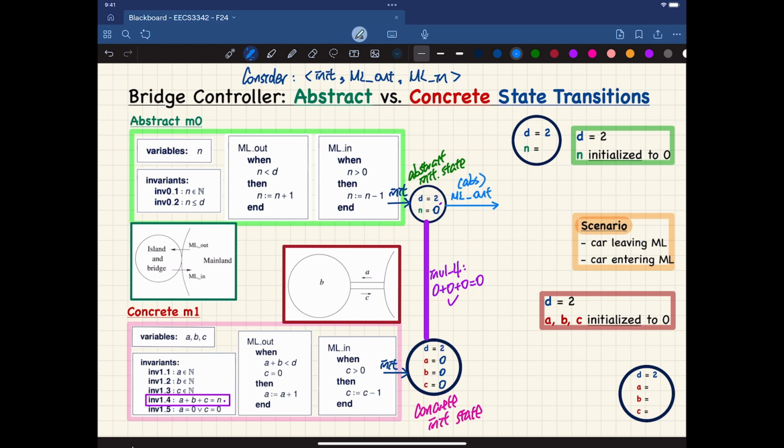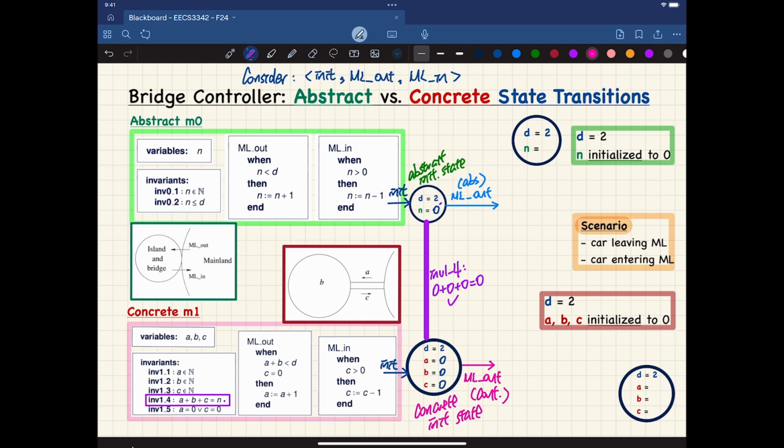All right. What about the concrete version? Is it enabled? The way to check it would be, here you can see ML out over here. A plus B, which would be 0 plus 0, less than d, which is 2, true. C equals 0, also true. It's also enabled, so we can also take ML out over here. So this is the concrete version.